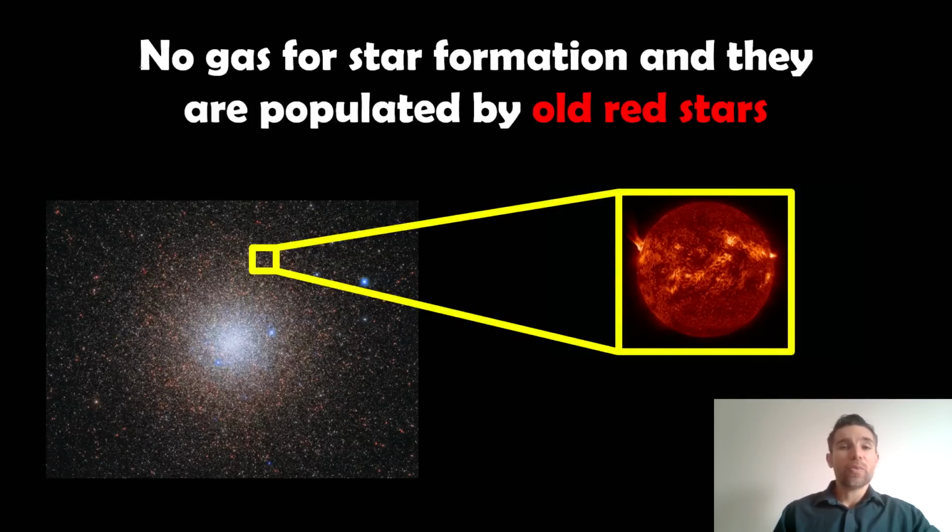So as we mentioned before, no gas for star formation, and we should typically find a population of old red stars. And if you have a look, most of them are kind of red, but you do have the odd one that's blue, as I mentioned about the blue stragglers.